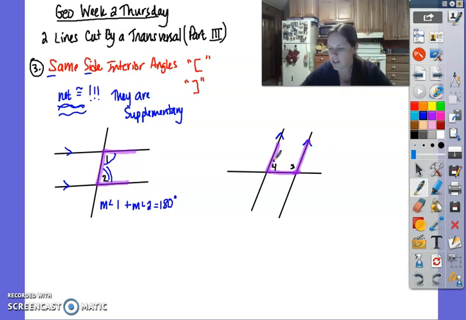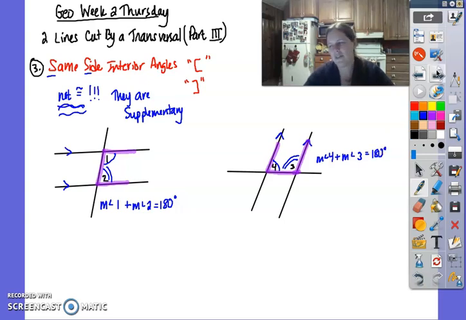And I'm going to make sure I do not mark them with the same number of arcs because we've already said they are not congruent, so they have to be distinguished from each other. One gets a single arc, one gets a double, or one gets a double and one gets a triple. They just can't be the same. So I know measure of angle 4 plus measure of angle 3 is 180 degrees.